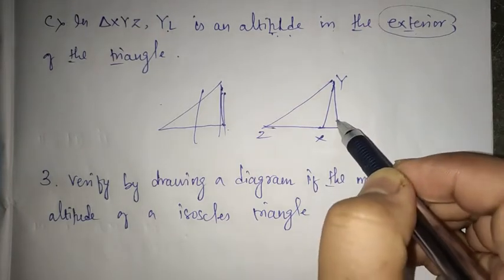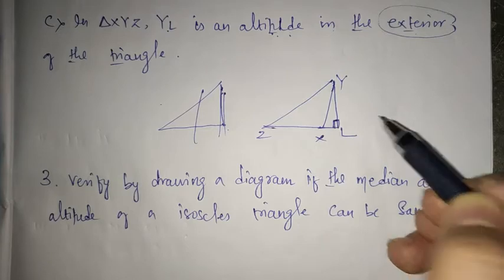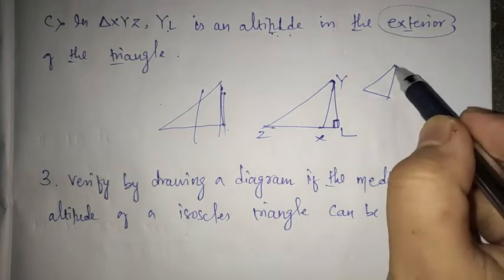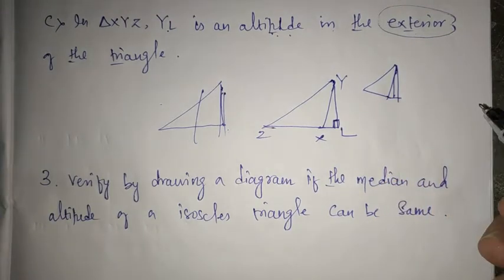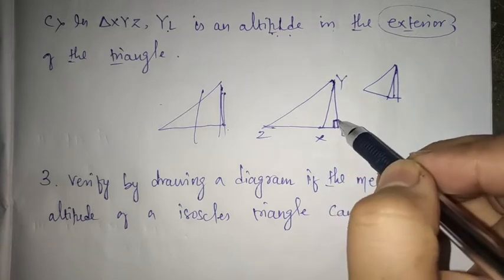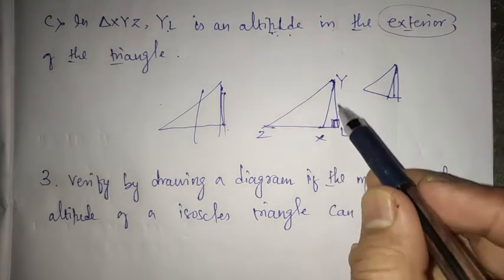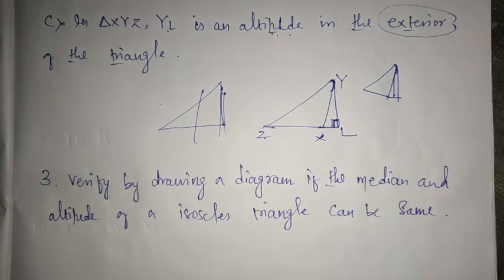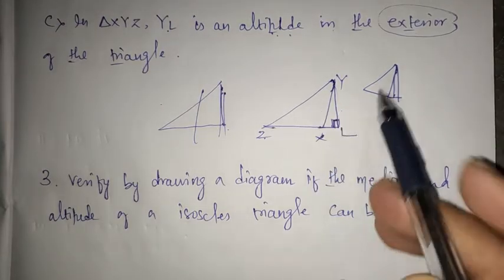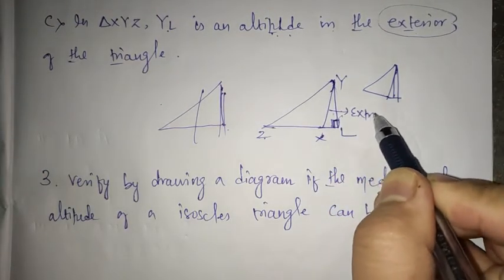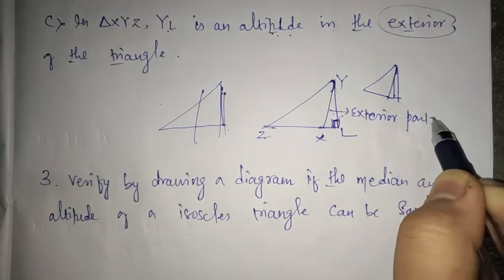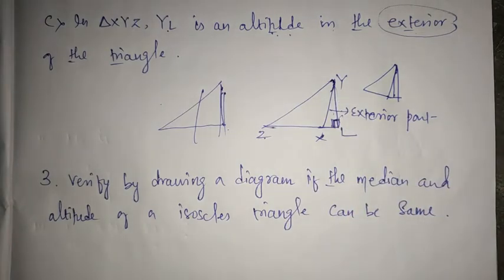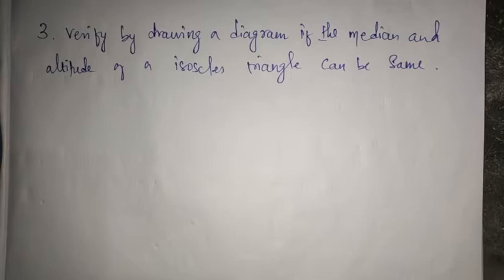YL is an altitude, so this became your altitude, which is 90 degrees, and which is also exterior. So your triangle was like this, and your exterior altitude will look like this, right? So this YL is the altitude. This is the XYZ triangle, and in this triangle you have to make YL the altitude in the exterior of the triangle. This is your exterior part of the triangle, and YL is the altitude of the exterior triangle. Alright. With that, our question number 2 is over.